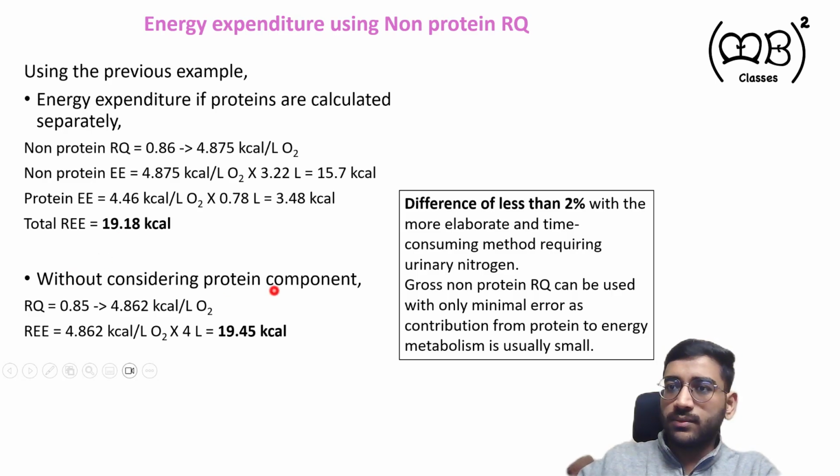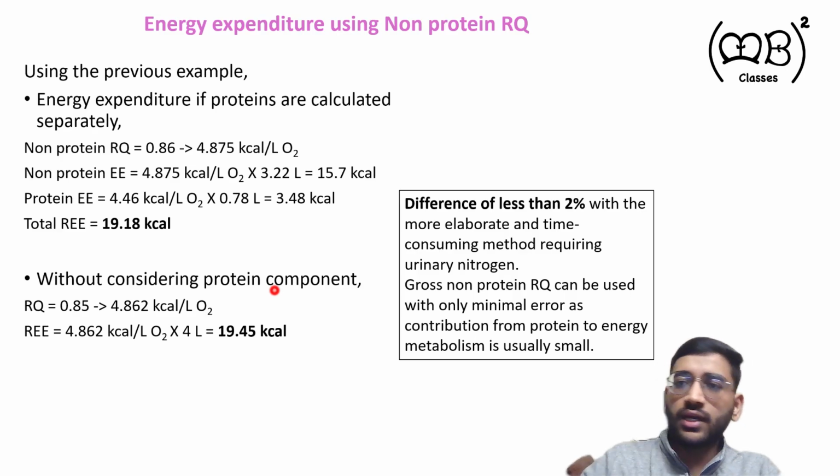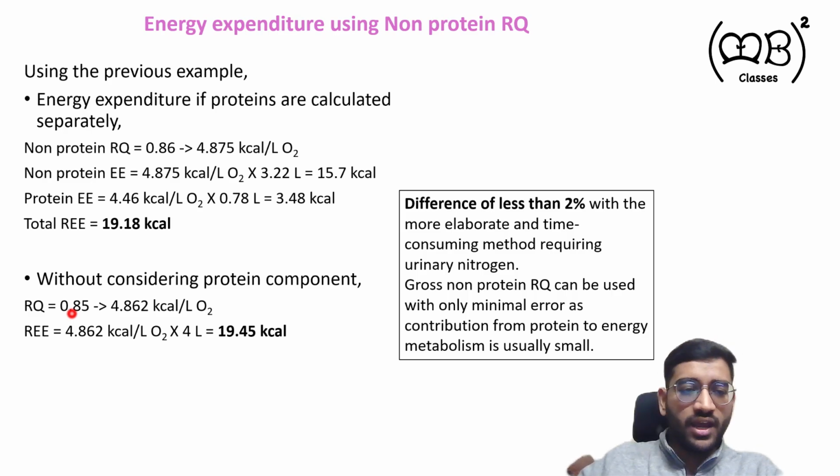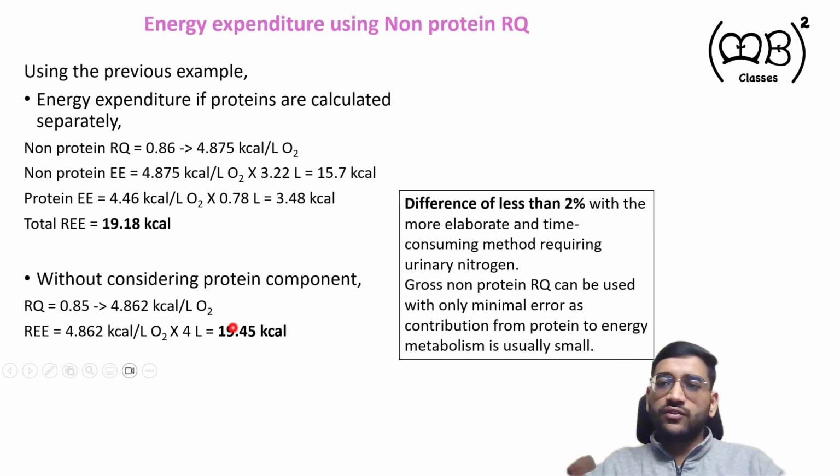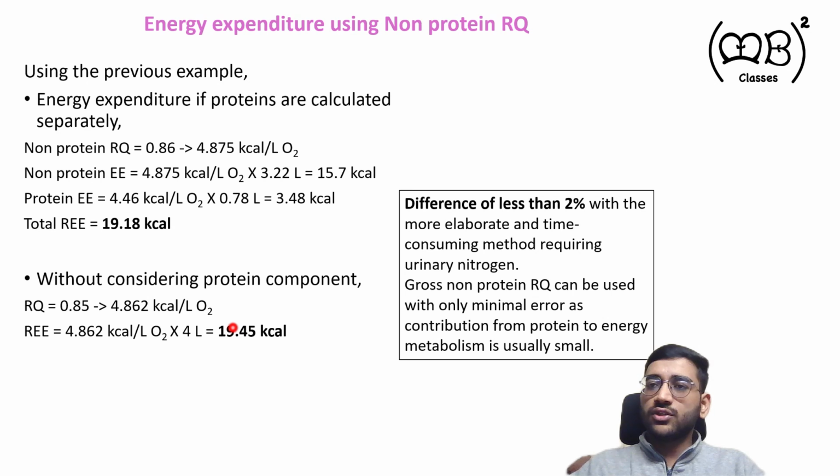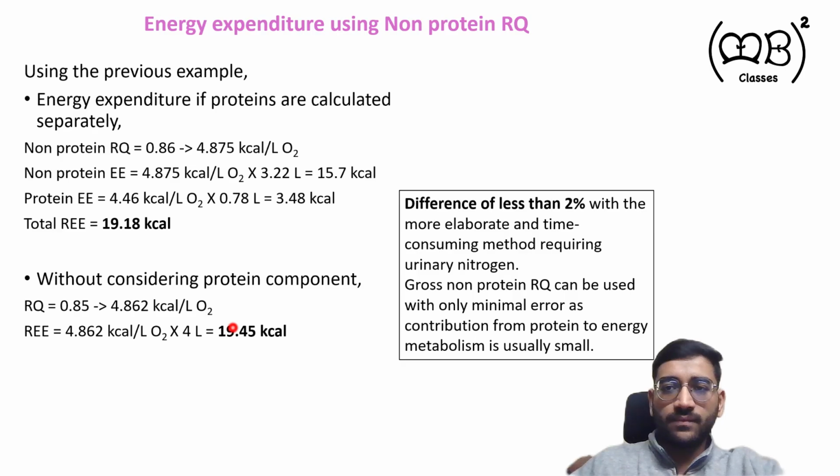If I don't consider the protein component, if I just consider that all the carbon dioxide and oxygen produced or consumed was because of the non-protein part, the not so accurate RQ came out to be 0.85, and the energy equivalent was 4.862 kilocalories per liter of oxygen. Multiplying gives me 19.45 kilocalories, which makes a difference of approximately 1.4%, which is not even 2%. The difference is less than 2% with this 10 minutes of elaborate and time consuming method.